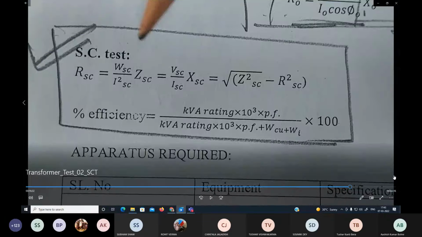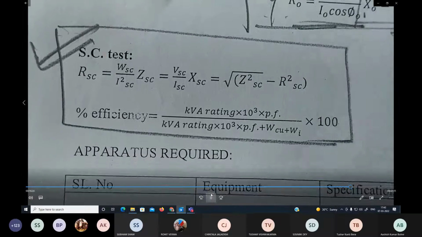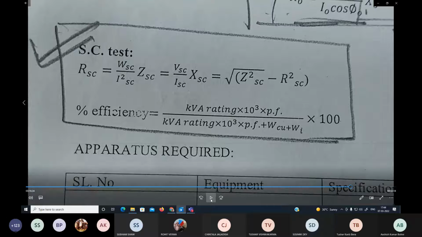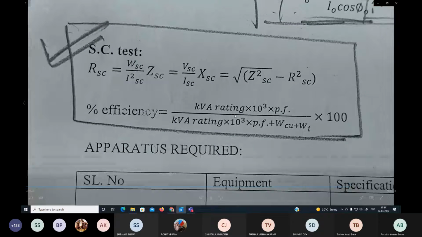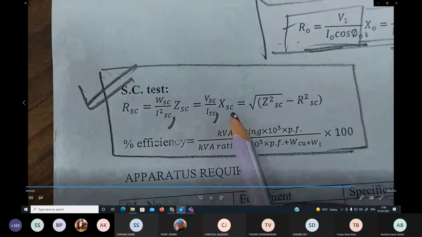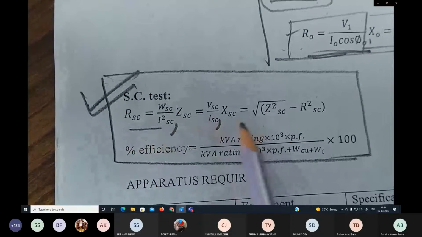Is it fine till now, what you have seen? I think sir just told about the parameters. Calculate the RSC. Is it fine for all of you? Yes, sir. Okay. And we need to calculate the ZSC and XSC.